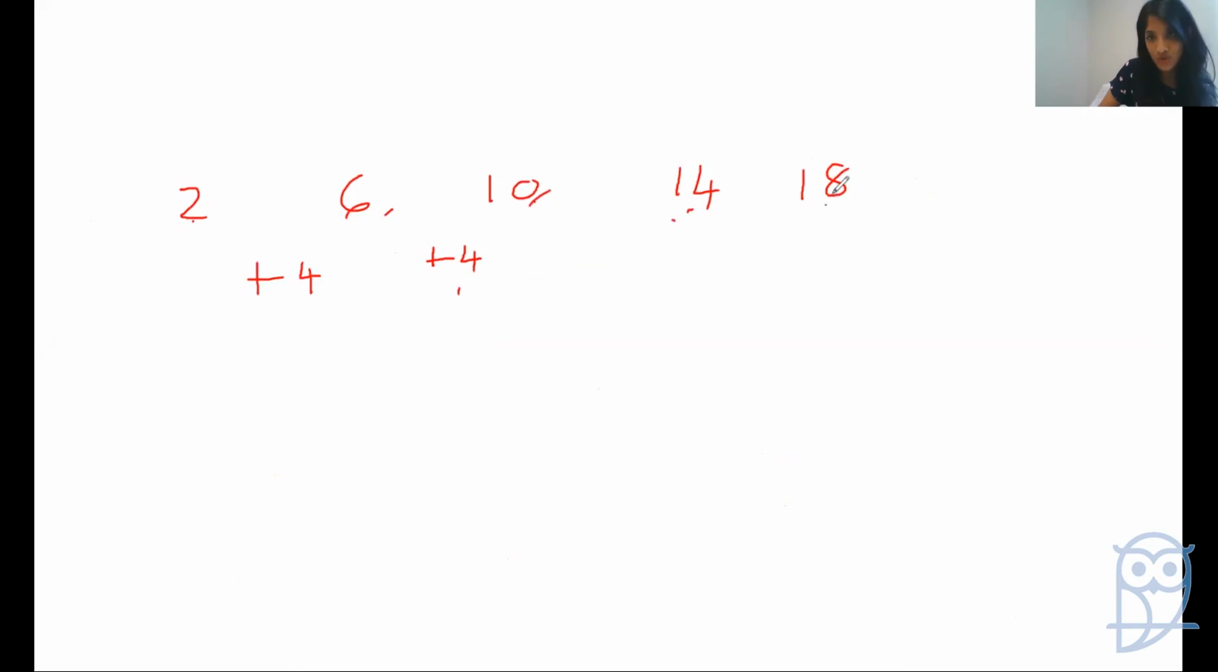So let's look at the next one. We've got 2, 6, 10, 14, and 18. Once again, what is the term-to-term rule on this one? We are adding 4. For each one here, we are adding 4. 2 plus 4 is 6, 6 plus 4 is 10, 10 plus 4 is 14, 14 plus 4 is 18. And then if we need to add 2 more terms, it will be 22 and 24.